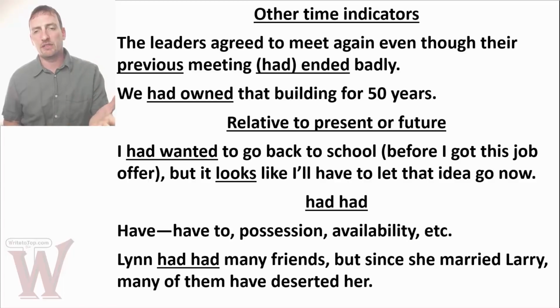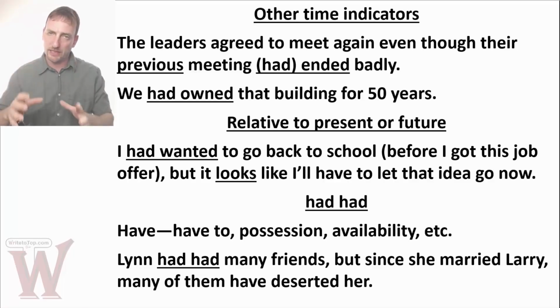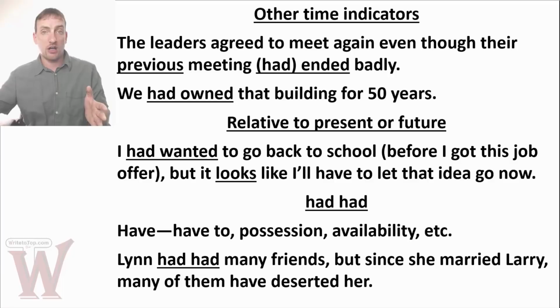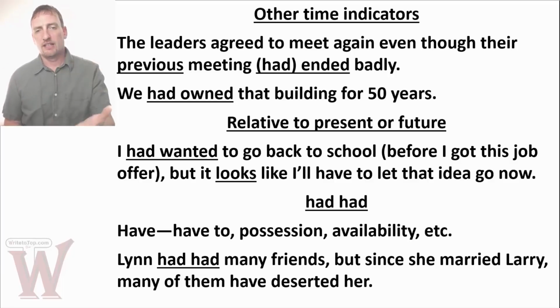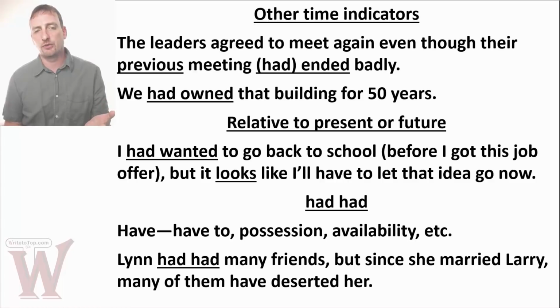We had owned that building for 50 years. We owned that building for 50 years. When you say "owned that building for 50 years," it's understood that you don't own it anymore. But to be clear, we had owned something that happened over a long time and came to an end in the past. If you're making the situation relative to the present or the future: I had wanted to go back to school, but it looks like I'll have to let that idea go now.